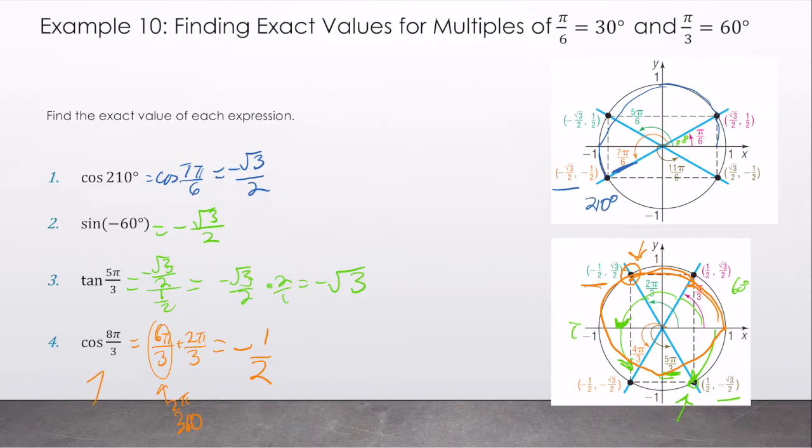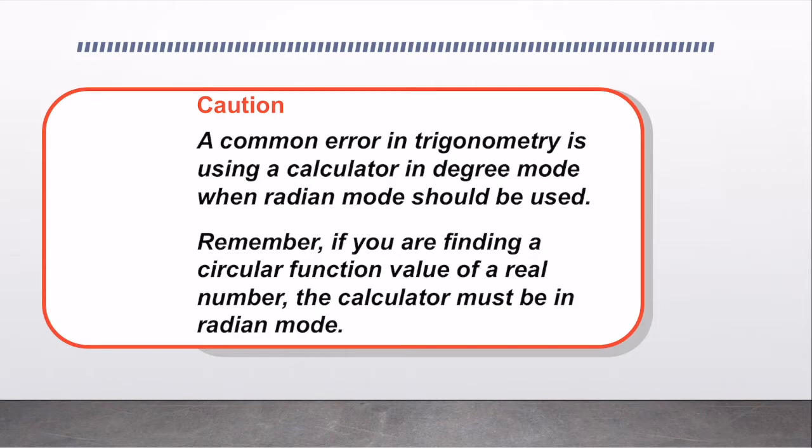So it's important to note that we can go past 2 pi or 360 degrees. So caution. A common error in trig is using a calculator in degree mode when it should be in radian mode and vice versa.